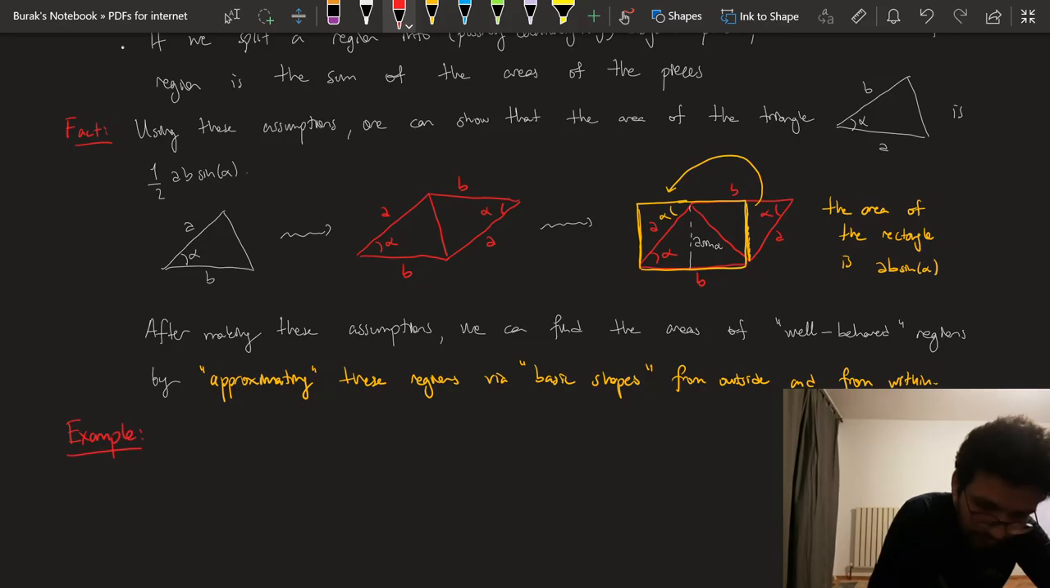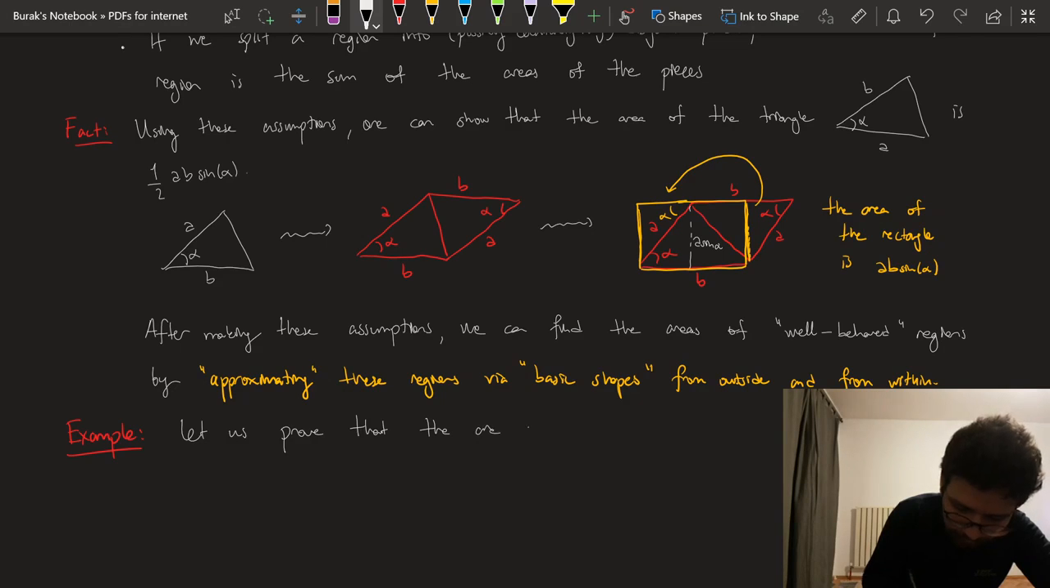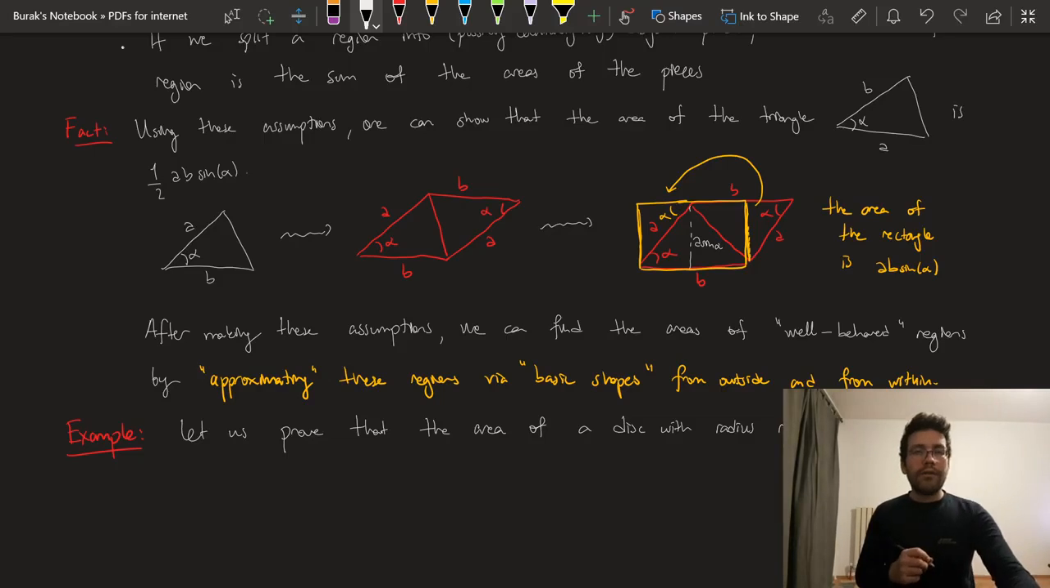Example. Let us prove that the area of a disk with radius r is pi r squared. Okay, so we're going to prove that the area of a disk with a radius r is pi r squared.